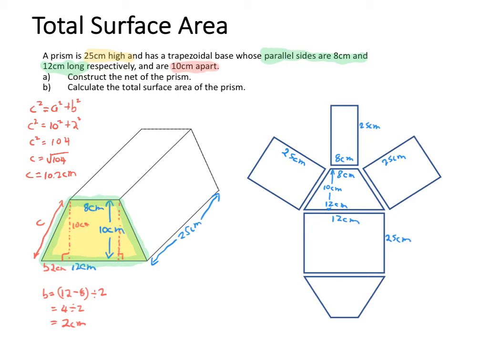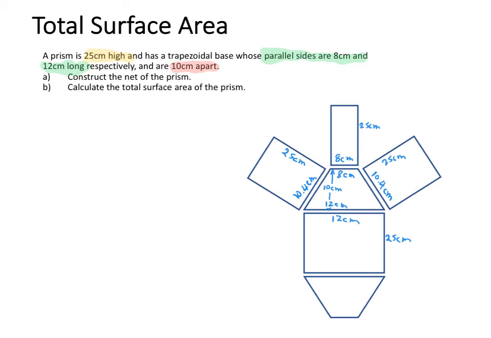Now I can go ahead and finish adding that into my net. So 10.4 centimeters there and 10.4 centimeters there. Now I've got all the measurements on my net that I need. I can go ahead and calculate the total surface area. To calculate the total surface area from the net, I can find the area of each individual shape and then add them together. To help me with my calculations, I'm going to label each of my sides. So A, B, C, D.